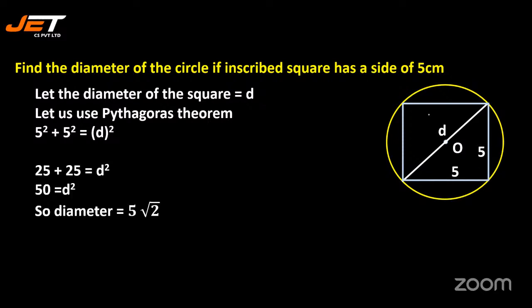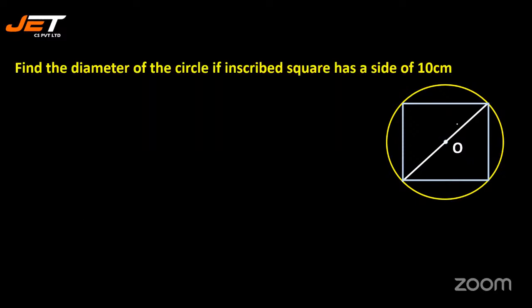See, this is what we are supposed to find out, and this is given. So this square plus this square is equal to d square. All right, students? Okay. See the next question we have. Find the diameter of the circle if the inscribed square has a side of 10 centimeter. Okay. So here it is 10 and here it is 10. So we are asked to find out this.